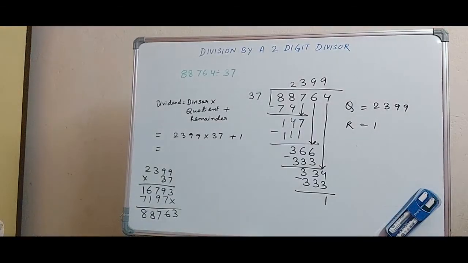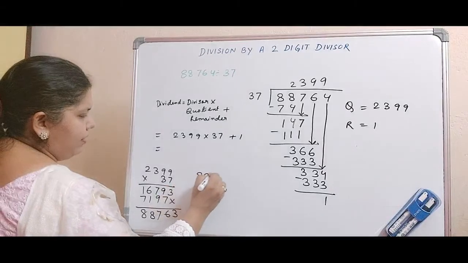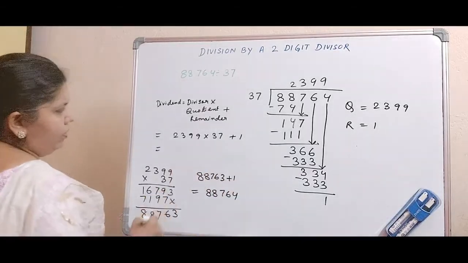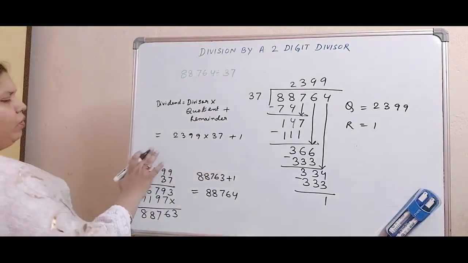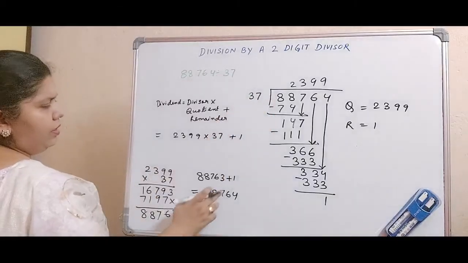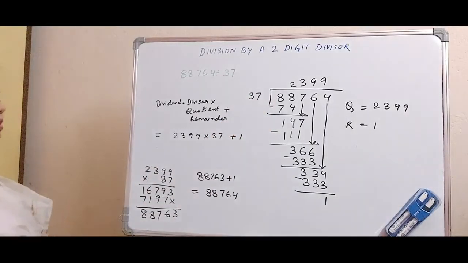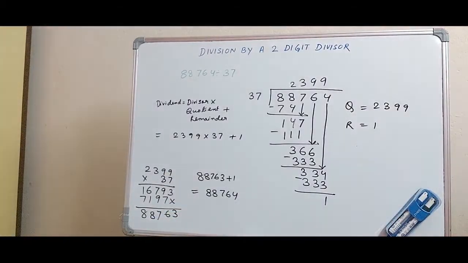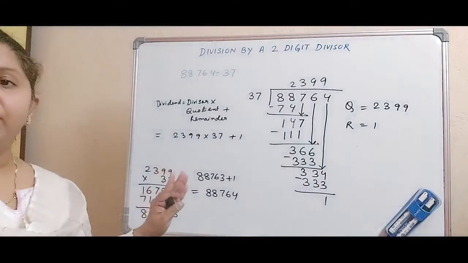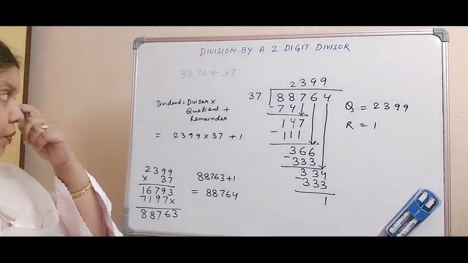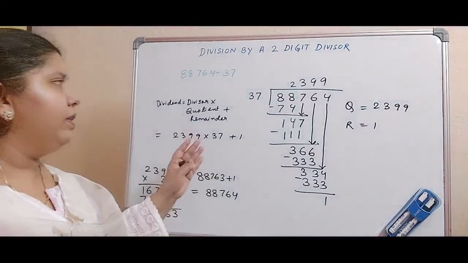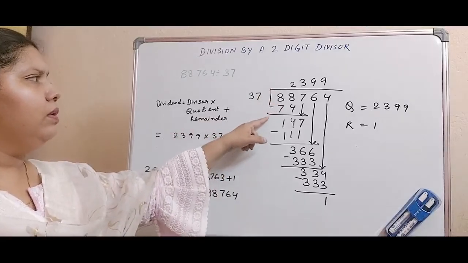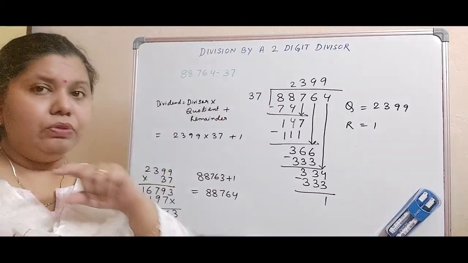So we got 88,763. Now 88,763 plus 1, what are we going to get? 88,764, which is equal to the dividend, that is 88,764. So in this way we are checking whether our answer is correct or not. Please follow these steps: how we take the partial dividend, and how we check which number we should keep as the quotient so that we get closer to the partial dividend.